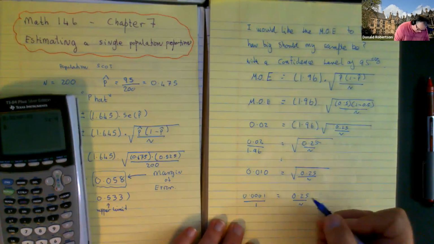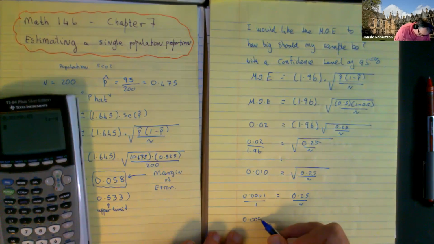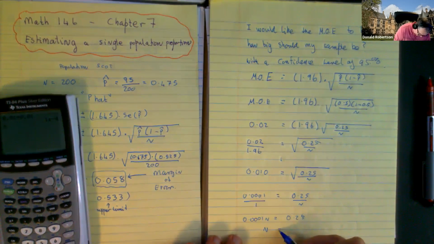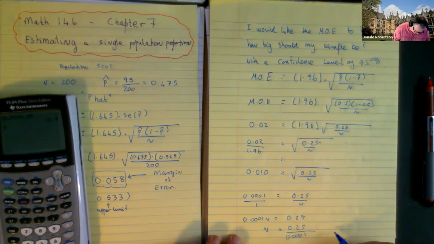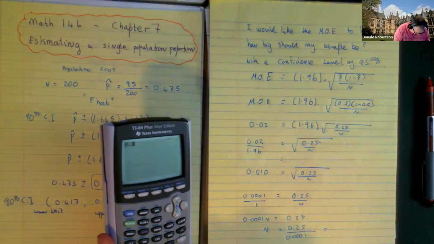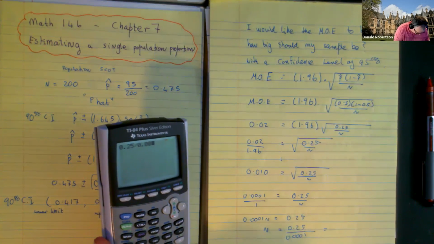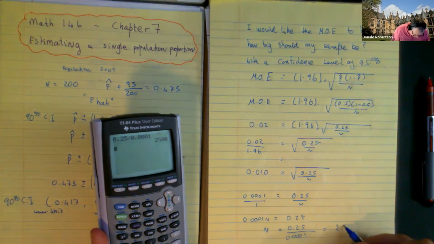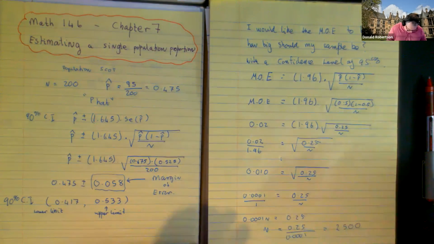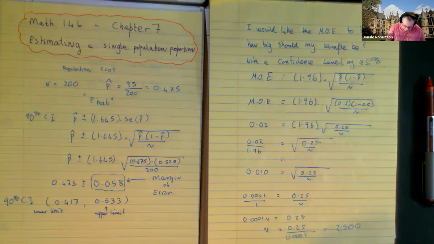And if you do a little over 1 and you cross multiply, you now get this guy. And if you want n, you now do that guy. And that ends up being 0.25 divided by 0.0001. And the answer to that then is 2,500. So if you want to get a 2% margin of error with a confidence level of 95%, you need to do 2,500 people in your sample.